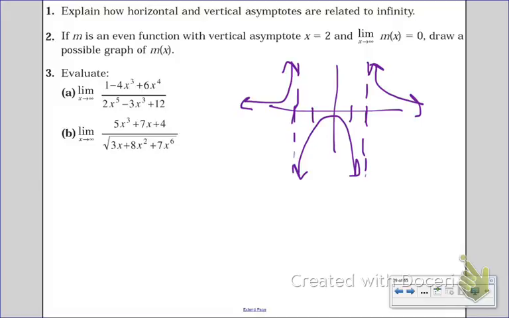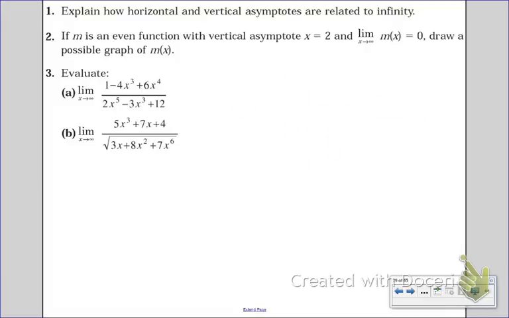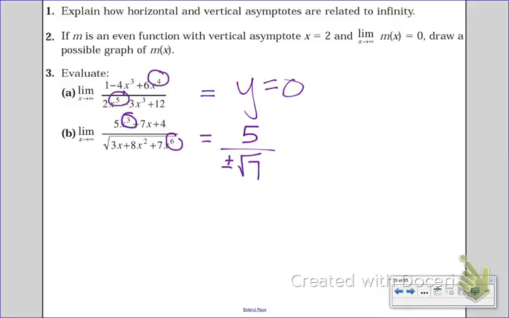All right, did you guys get a chance to do number 3? No. All right, try number 3 right now. What's the degree of the top on the second one? 3. What's the degree of the bottom? 3. Good. So it's the leading coefficients, because the square root of 6 would be 3. What's the leading coefficient on the top? 5. And what's the leading coefficient on the bottom? 7. Plus or minus the square root of 7.